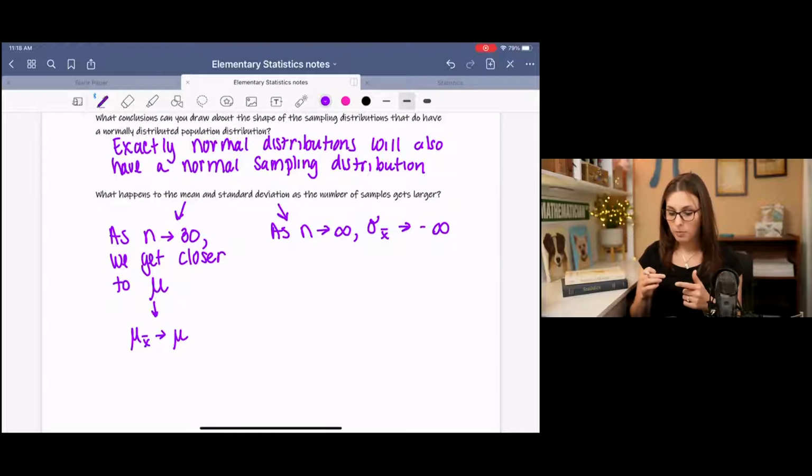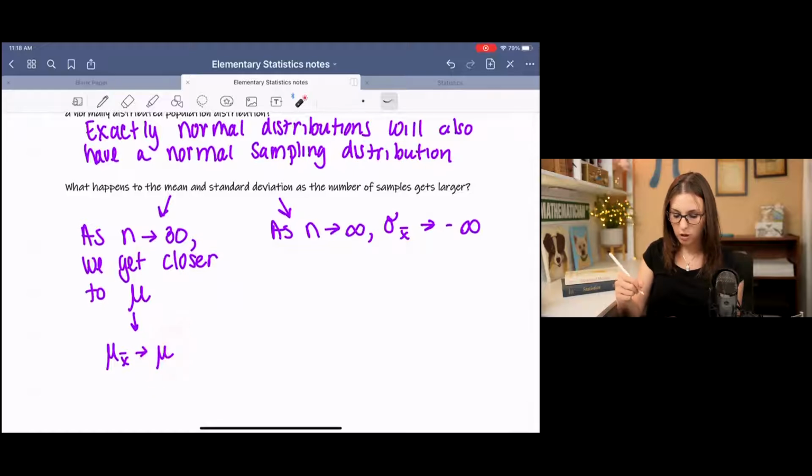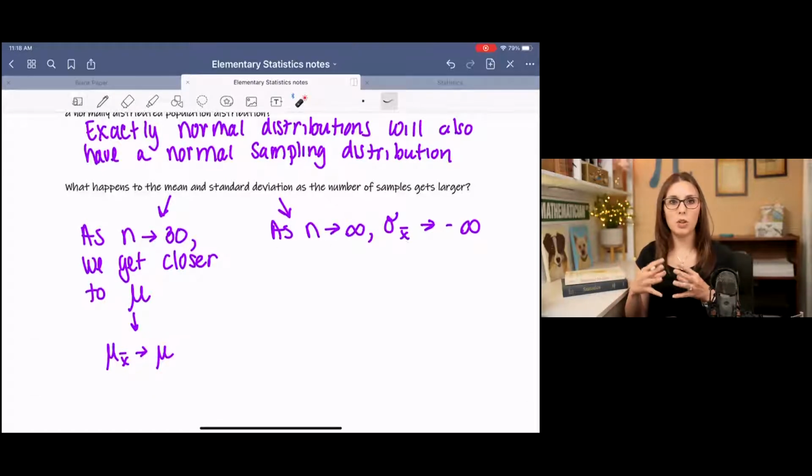And then for the mean, I wrote as n approaches 30, or as n gets larger, our mean of the sample means is approaching our true population mean. So I wrote that in symbols. Hopefully you can tell what I'm saying here. The mean of the sample means is approaching the population mean. So what that's saying is we're getting closer to the true population mean.